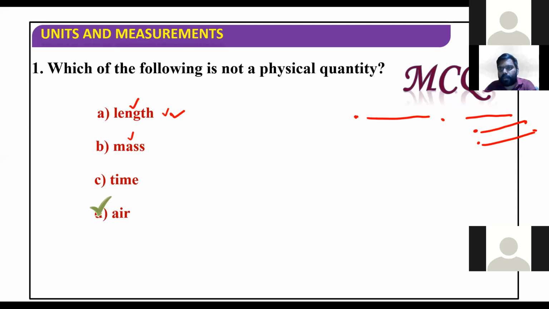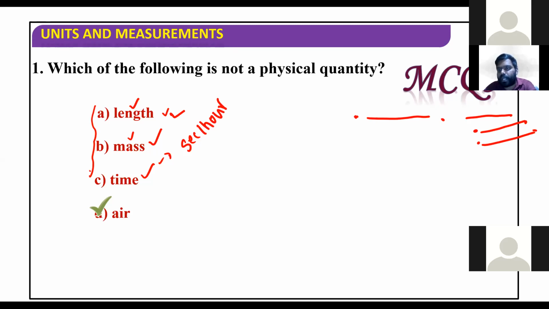The amount of matter present in all bodies is a measurable quantity, so this also represents a physical quantity. Similarly, time can be measured in different units like second and hour, according to our convenience. So all three options, A, B, C, represent physical quantities.